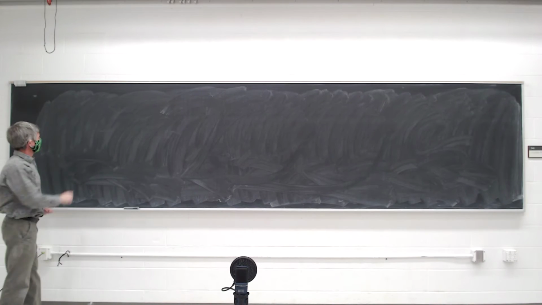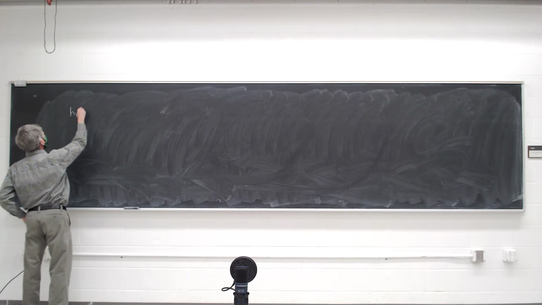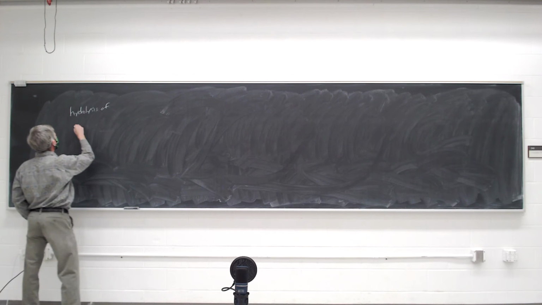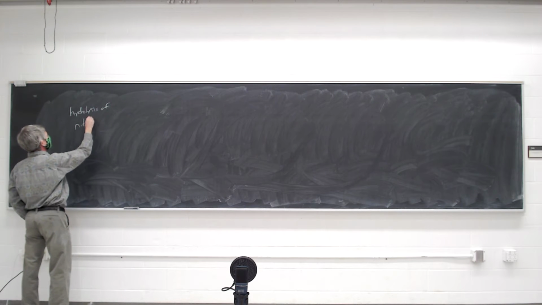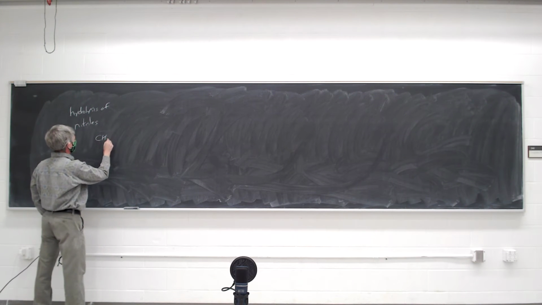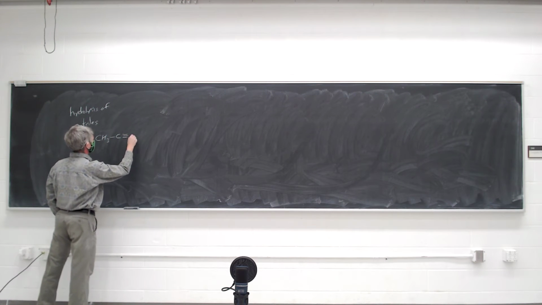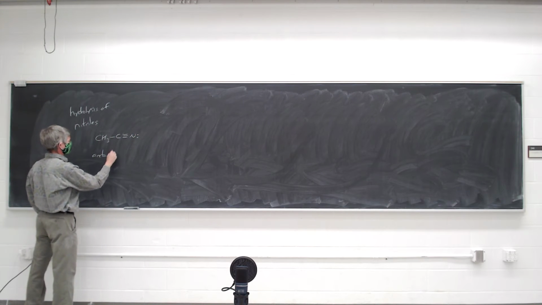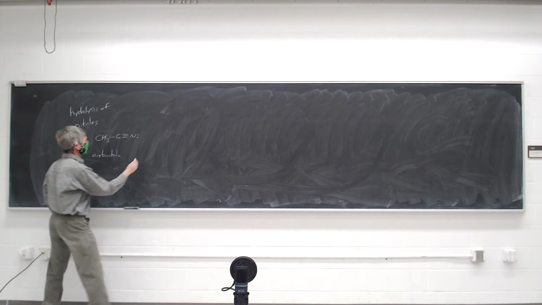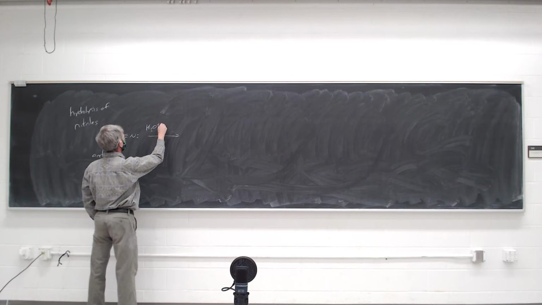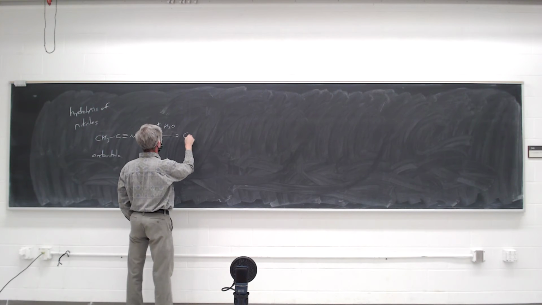Let's talk about hydrolysis of nitriles. The nitrile is a carboxylic acid derivative. So we should be able to take acetonitrile and treat this with aqueous strong acid, heat it up a little bit, and generate the carboxylic acid.